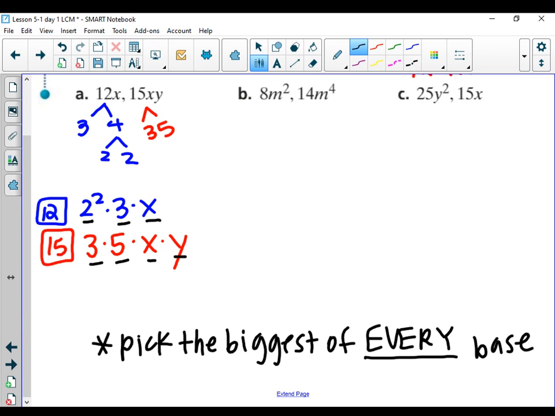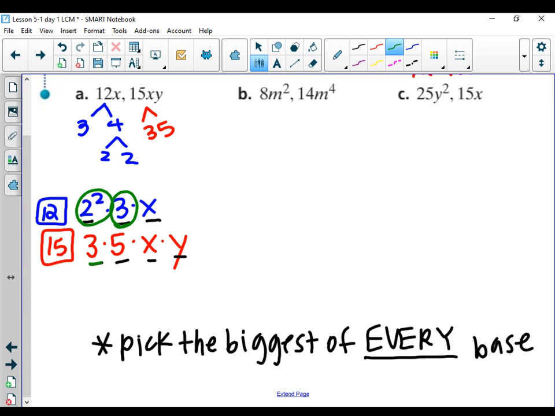So what 2 is bigger than 2 squared? Oh, there are none. What 3 is bigger than 3? This 3 or this 3? Yep, both the same. Doesn't matter. Literally pick one and not the other.